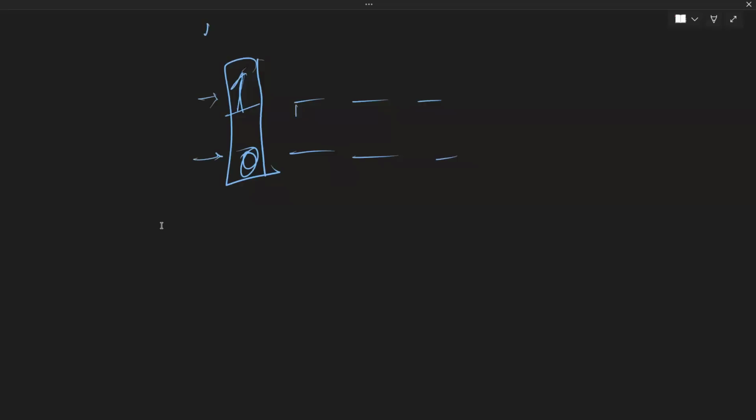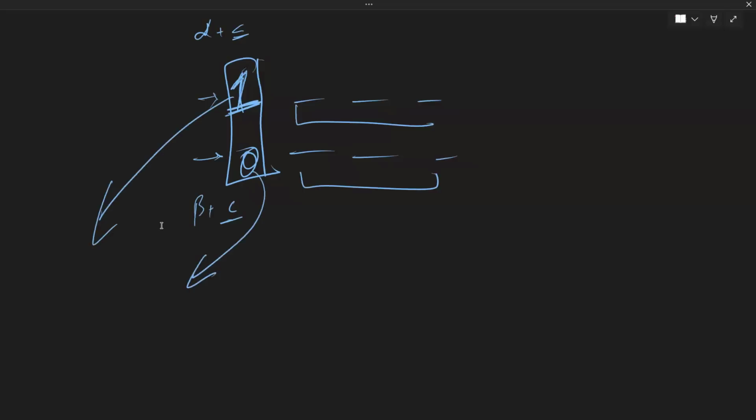Because you have already made these same, this is alpha plus c bits, and this is also beta plus c. This has to be same, right? Because of this they won't be equal. You cannot make this unset and this also unset at the same time.